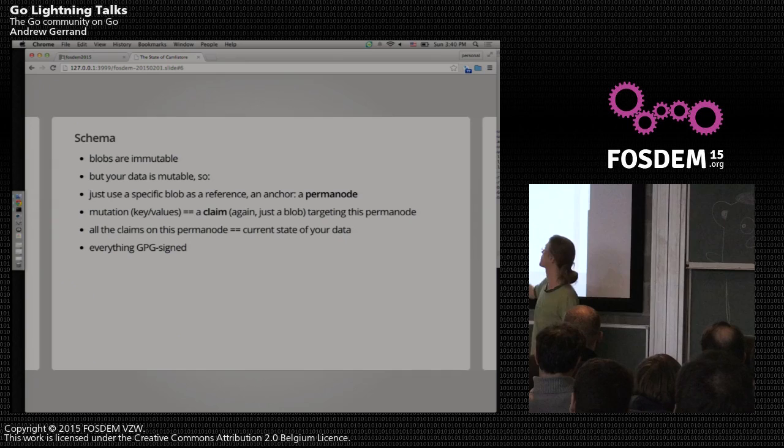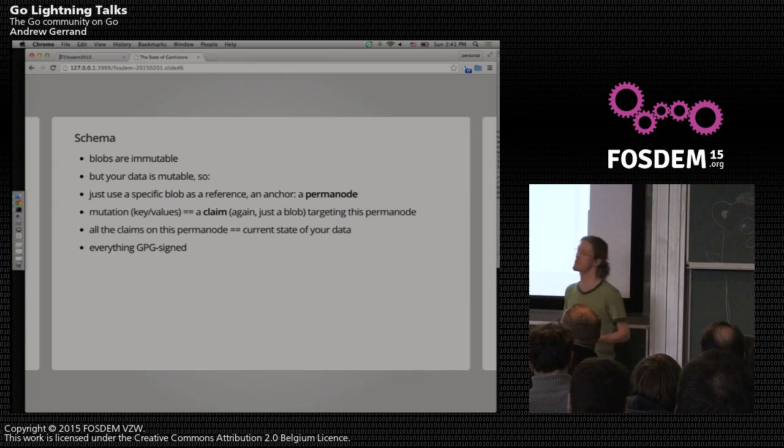And all those permanodes and claims are GPG signed, and that's how we model ownership. Everything that you have GPG signed is yours on a blob server. And no one else, of course, can decrypt it and access it.